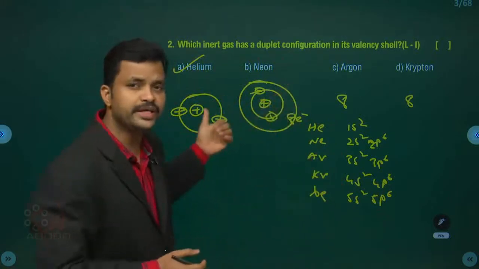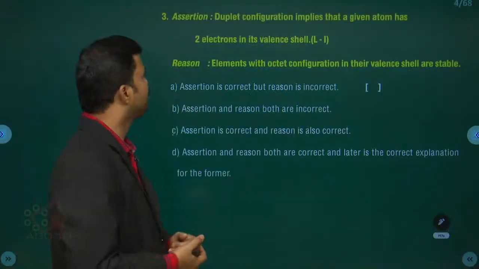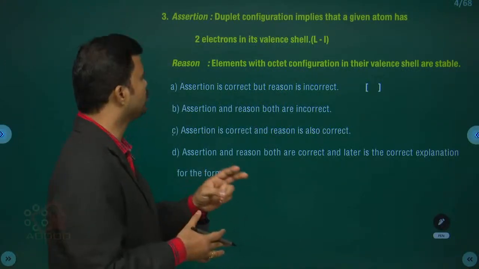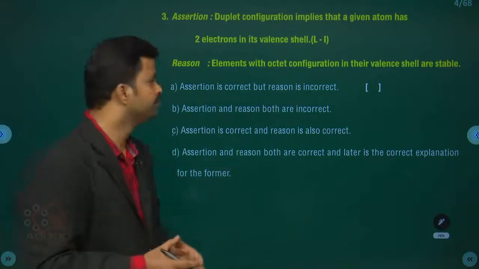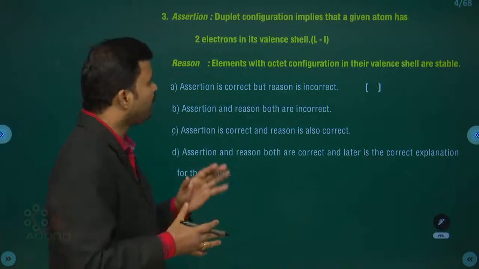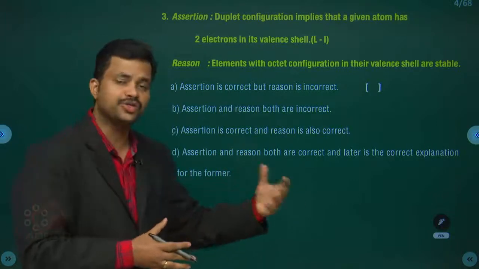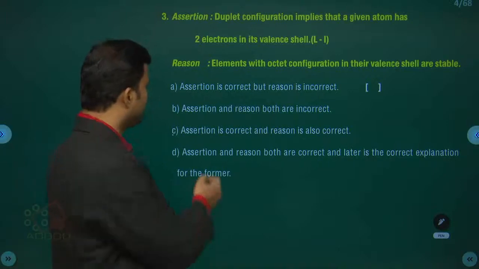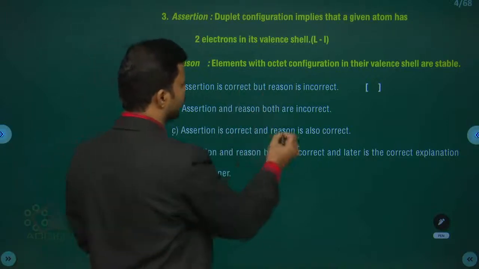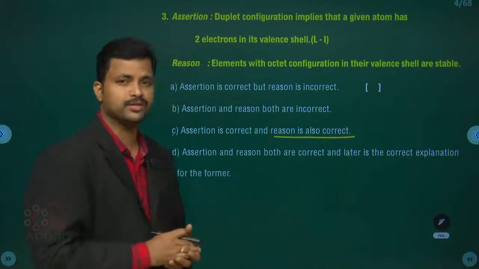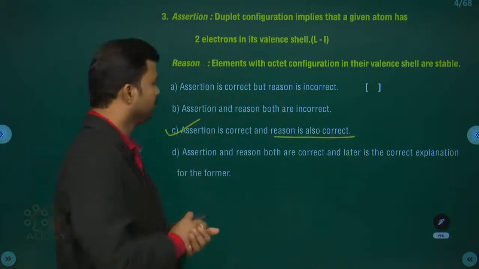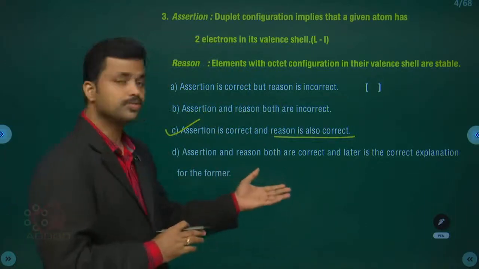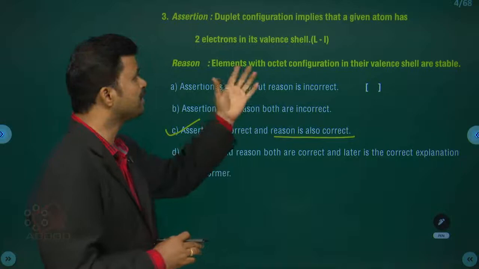So duplet configuration is helium. Assertion and reasoning type. Duplet configuration implies that a given atom has 2 electrons in its valence shell. Yes, it's true. Elements with octet configuration in their valence shell are stable. That is also the right statement. See, the assertion is correct and the reason is also correct. That will be option C. When you read these options, option C is the right answer for the given statements.